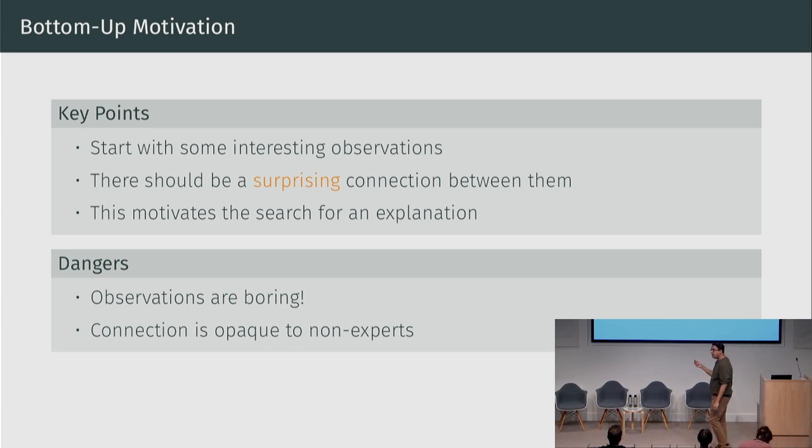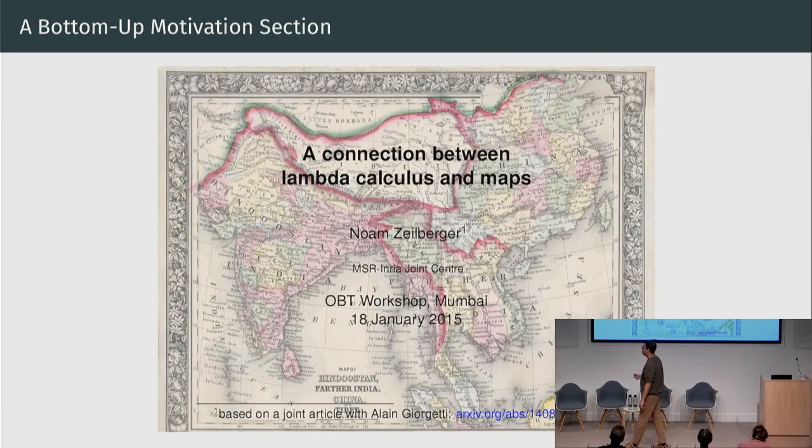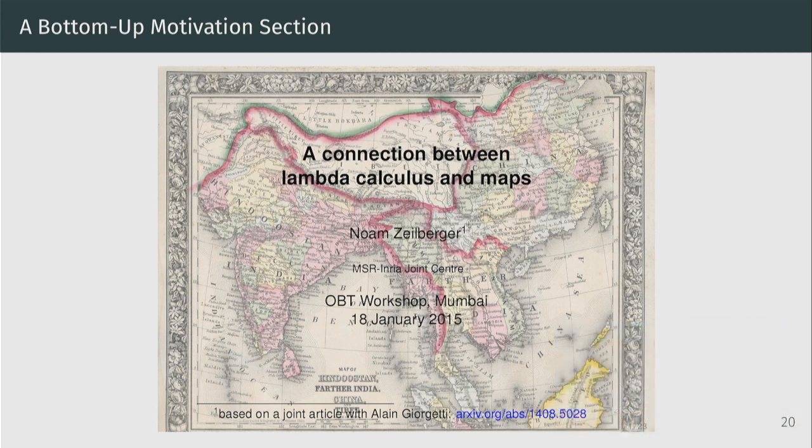Okay, so now I'm going to give you my absolute favorite example of one of these kinds of bottom-up motivations. This was a talk given about 10 years ago by Noam Zeilberger, who's a researcher in Paris. And what he did was he said, I'm going to show you a connection between the lambda calculus and maps. And so what does that mean?